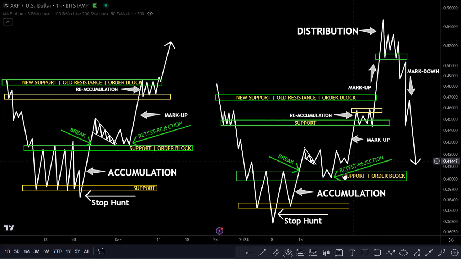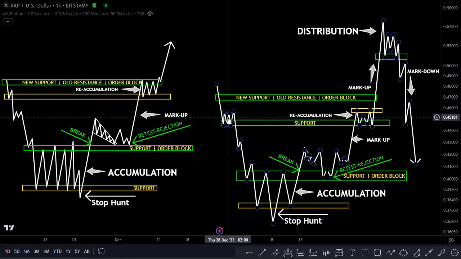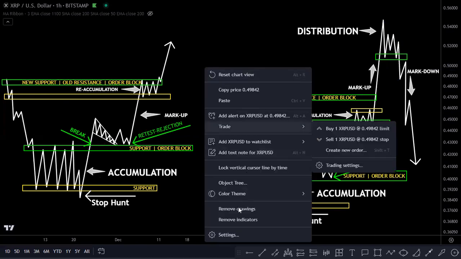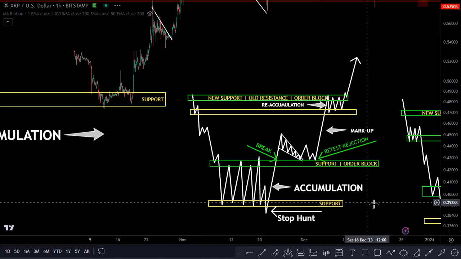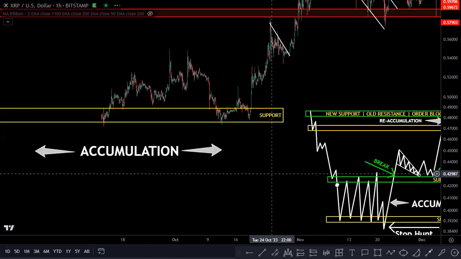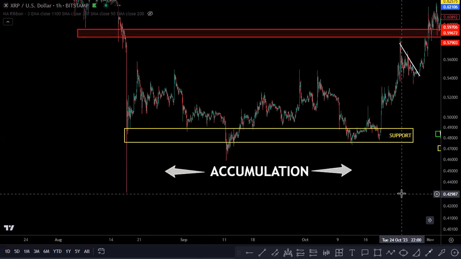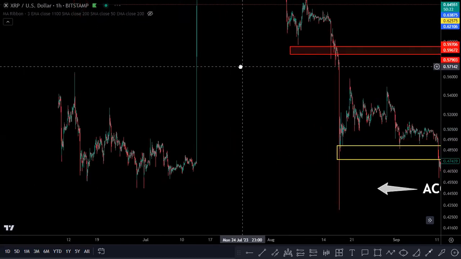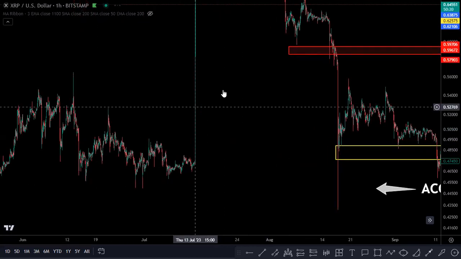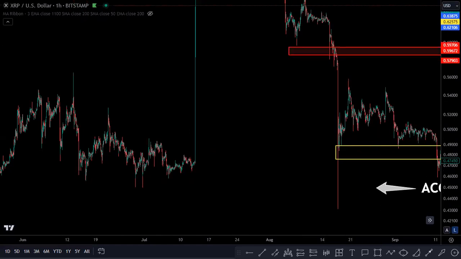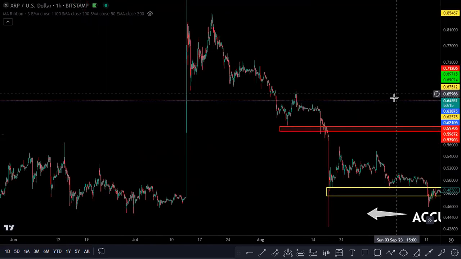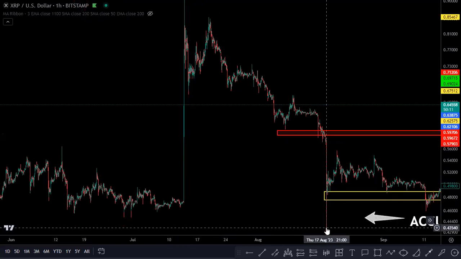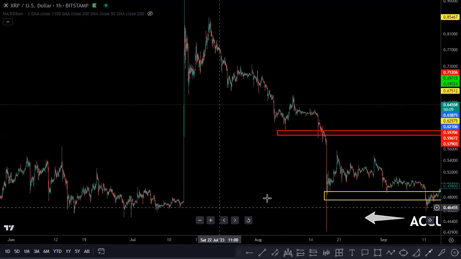So this is like a really simplified version, but let's go over here to the actual chart right now and see what's going on. This was the victory from retail. Here's our liquidity grab. It went below these lows.